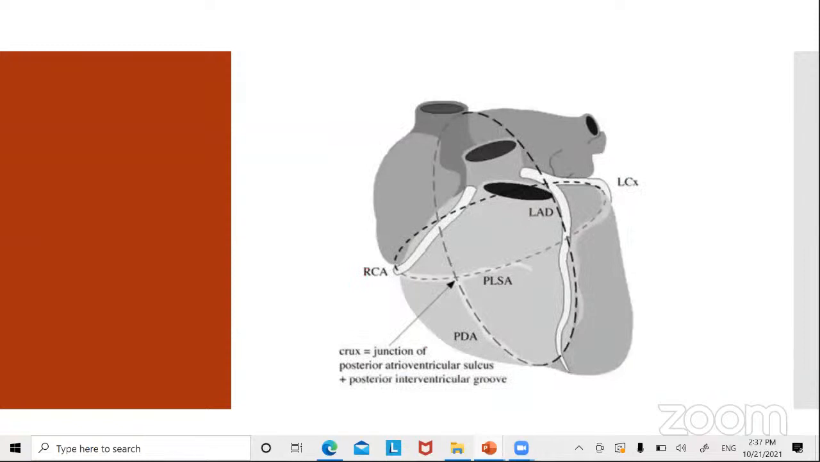The major coronary arteries form a circle and a loop around the heart. The circle is formed by the right coronary and the left circumflex artery as they course along the atrioventricular groove. The loop is formed by the LAD and the PDA as they encircle the interventricular septum.